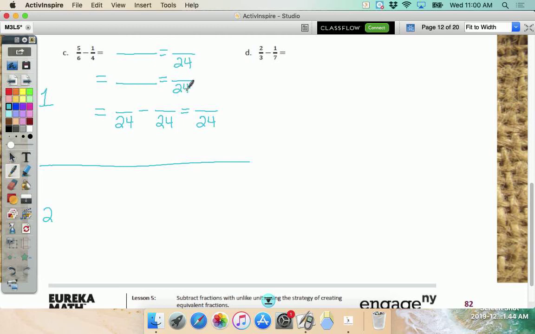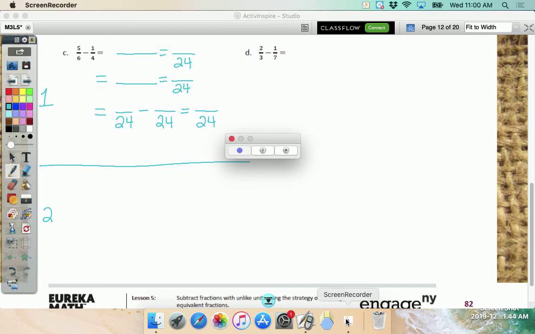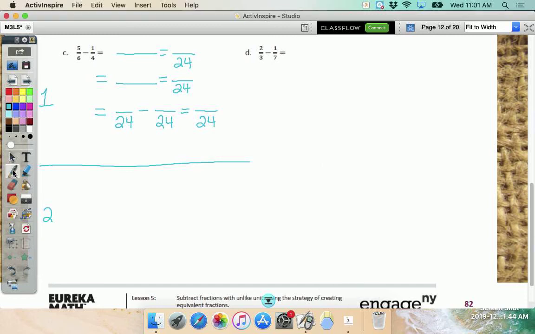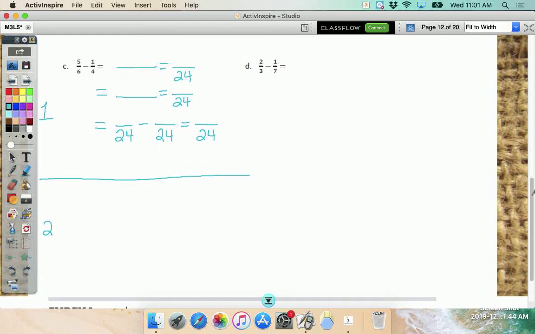I'm gonna, gosh, do I dare pause? Okay, so Max, what should I write on the first row? 5/6 times... And what'd you get? Good. 20/24ths. And Bella, what do I write on the second line?